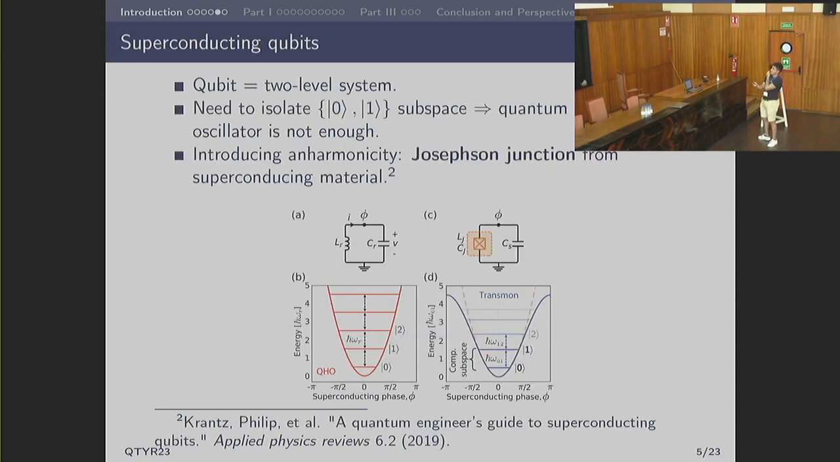Now, the catch is that, as I've said, we are working with qubits, and to do so, one has to isolate a two-dimensional subspace, 0, 1, and unfortunately, a standard quantum harmonic oscillator fails to do so, which is where the superconducting part steps in, because there is a specific superconducting device called a Josephson junction, which is going to introduce a small anharmonicity across your energy spectrum, enabling you to isolate a two-dimensional subspace, which is going to correspond to your qubit computational subspace.